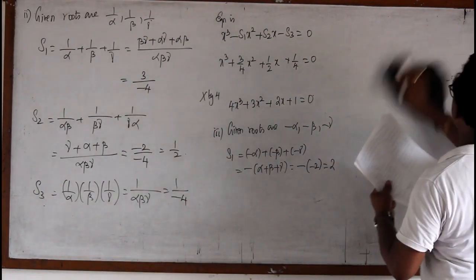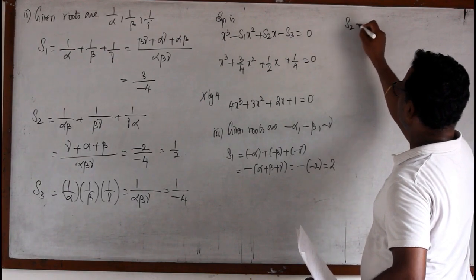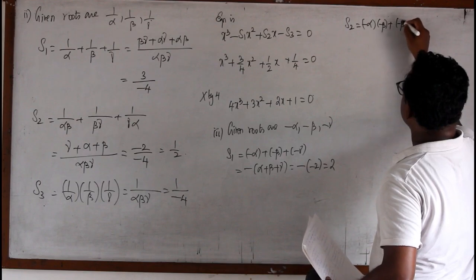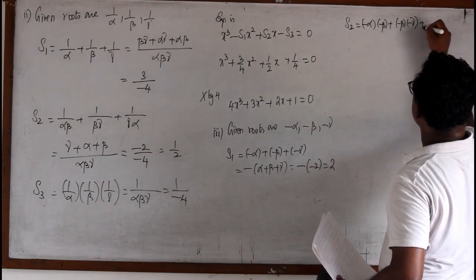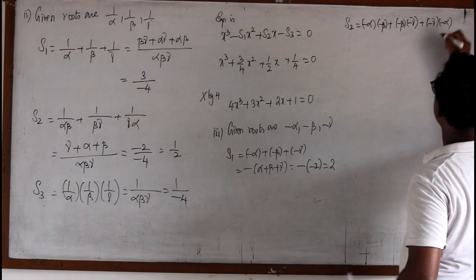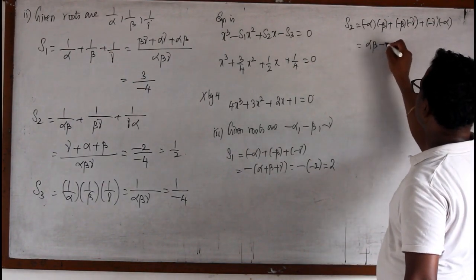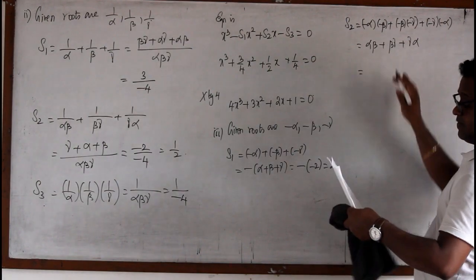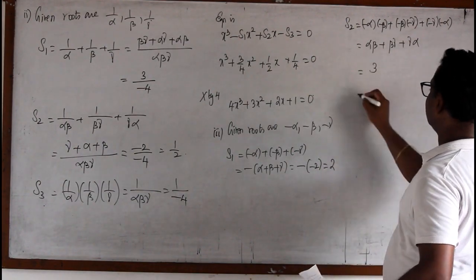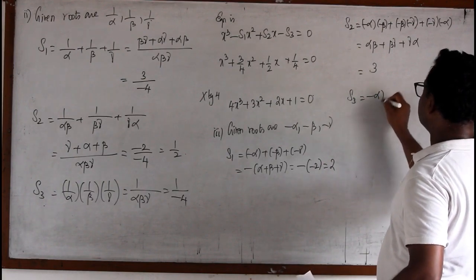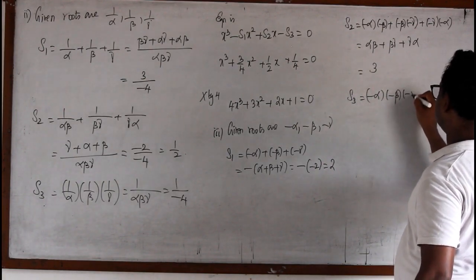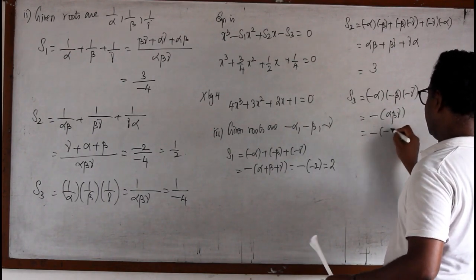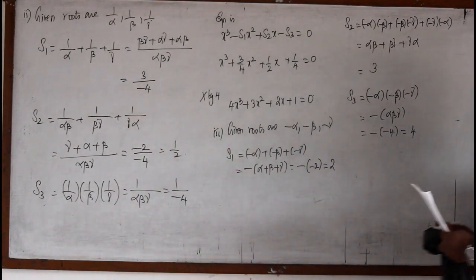Similarly, S2 will be minus alpha into minus beta, minus beta into minus gamma, minus gamma into minus alpha. It is alpha beta, beta gamma, gamma alpha. We have this value already as plus 3. Then S3 is minus alpha into minus beta into minus gamma, minus of alpha beta gamma. It is minus of minus 4, which is 4.